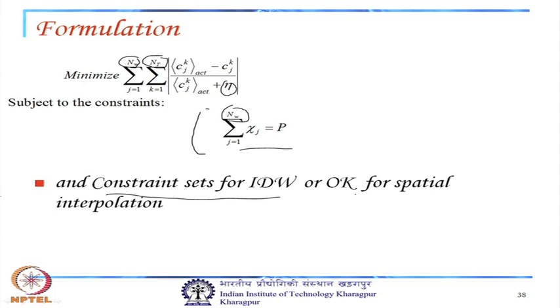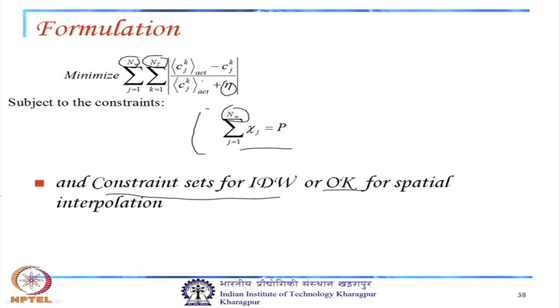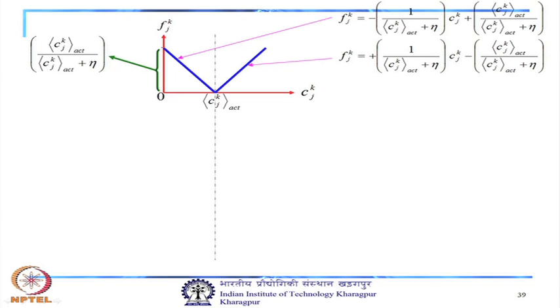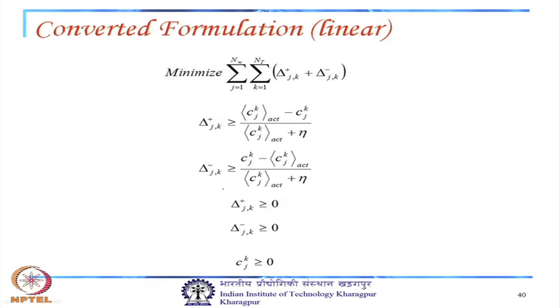And we have IDW or ordinary kriging for spatial interpolation. If we see our objective function, it has an absolute operator, shown by this blue line, and if we differentiate it, it will be a discontinuous function. So, it is better if we convert it into a linear formulation. We have found a linear equivalent of that. So, this is the linear equivalent, with positive and negative parts, both positive, and we can minimize this.